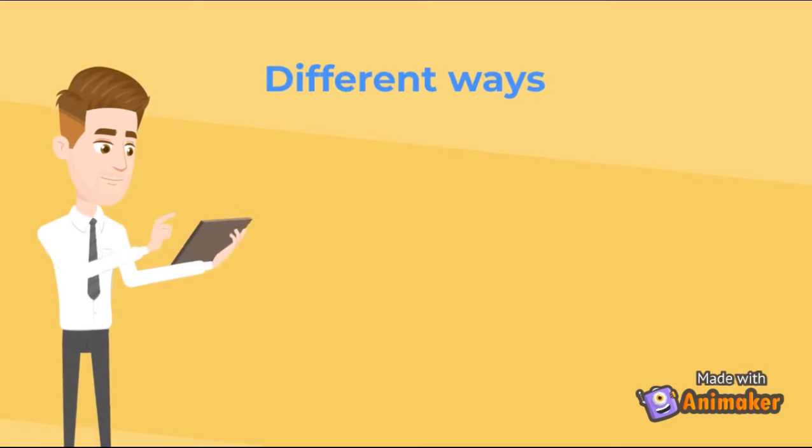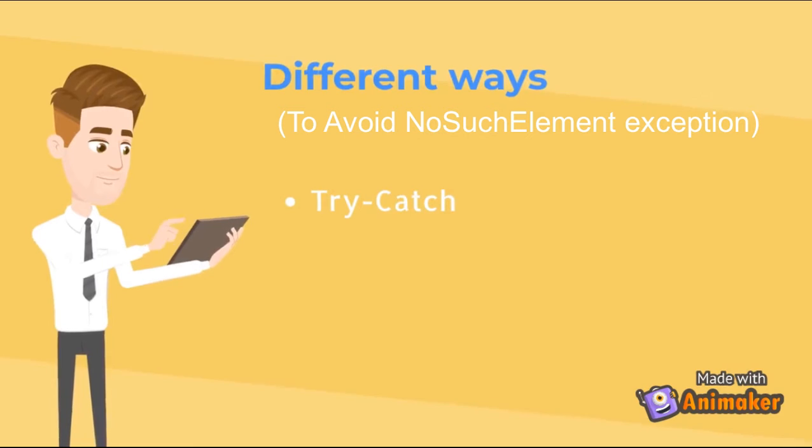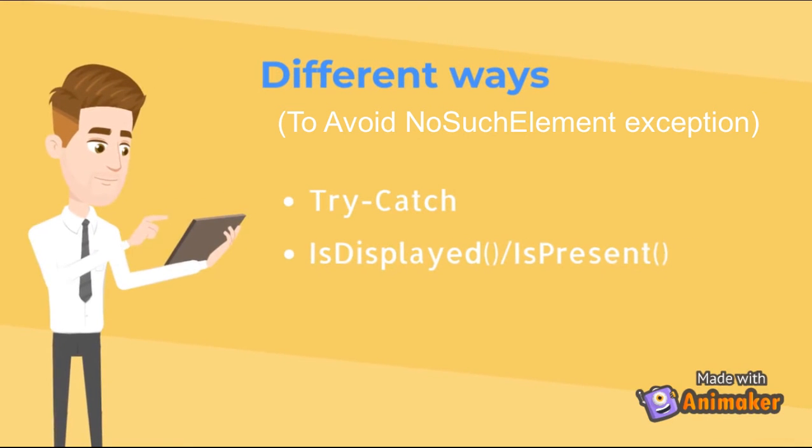And what else you can think of? You can use is displayed or is present. This is the another way. Before finding the element, you are trying to check whether it is present in the DOM, then you are finding the element. So this is the another approach. You can avoid exception using this approach.